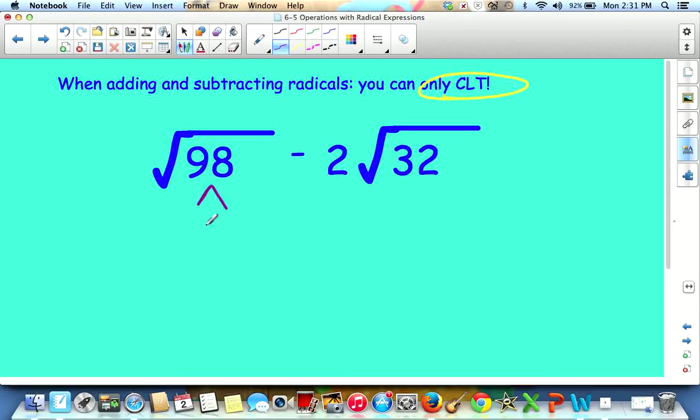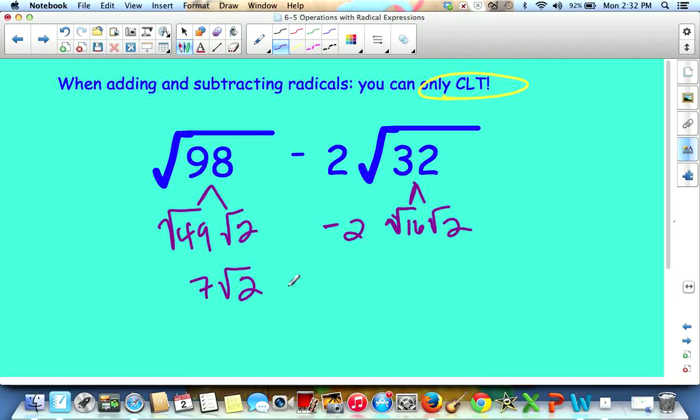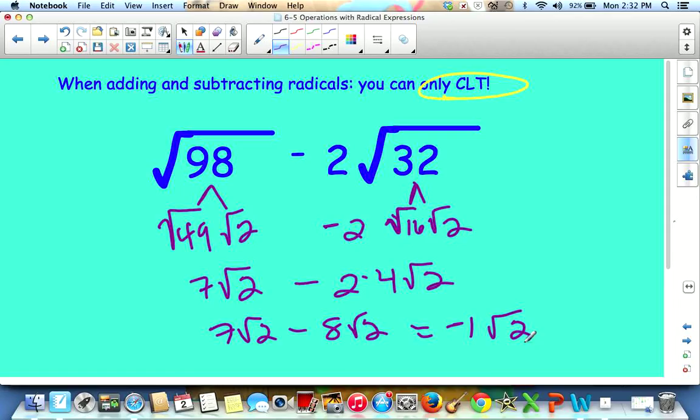So square root of 98, is there a perfect square that goes into 98? Yep, 49. And then 32. 16, yep. Oops. 16 and 2. So it looks like we're going to have 7 square roots of 2 minus 2 times 4 square roots of 2. Hey, now they're looking more alike, the square root of 2 and the square root of 2. So we have 7 square roots of 2 minus 8 square roots of 2. Our final answer is going to be a negative 1 square root of 2, or you can just write it as a negative square root of 2 as well.